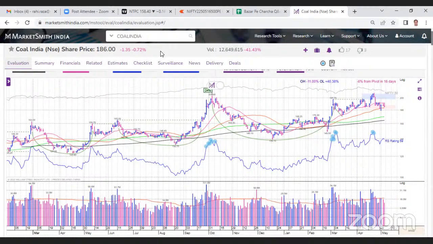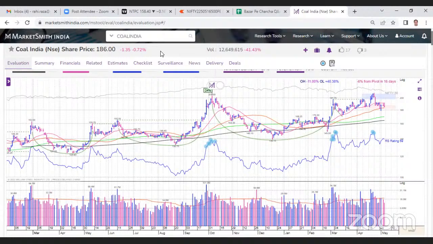So overall structure is not bad in Coal India, especially on the high time frame chart, it is looking attractive. But meanwhile, it is not the right time to take entry. Now, if someone wants to take entry in Coal India, there are two approaches. One approach is to take entry after breakout, and the other is the buy on dip strategy. If someone wants to follow the buy on dip strategy, then one can buy this stock around the 175, 180 range, with a particular stop loss.